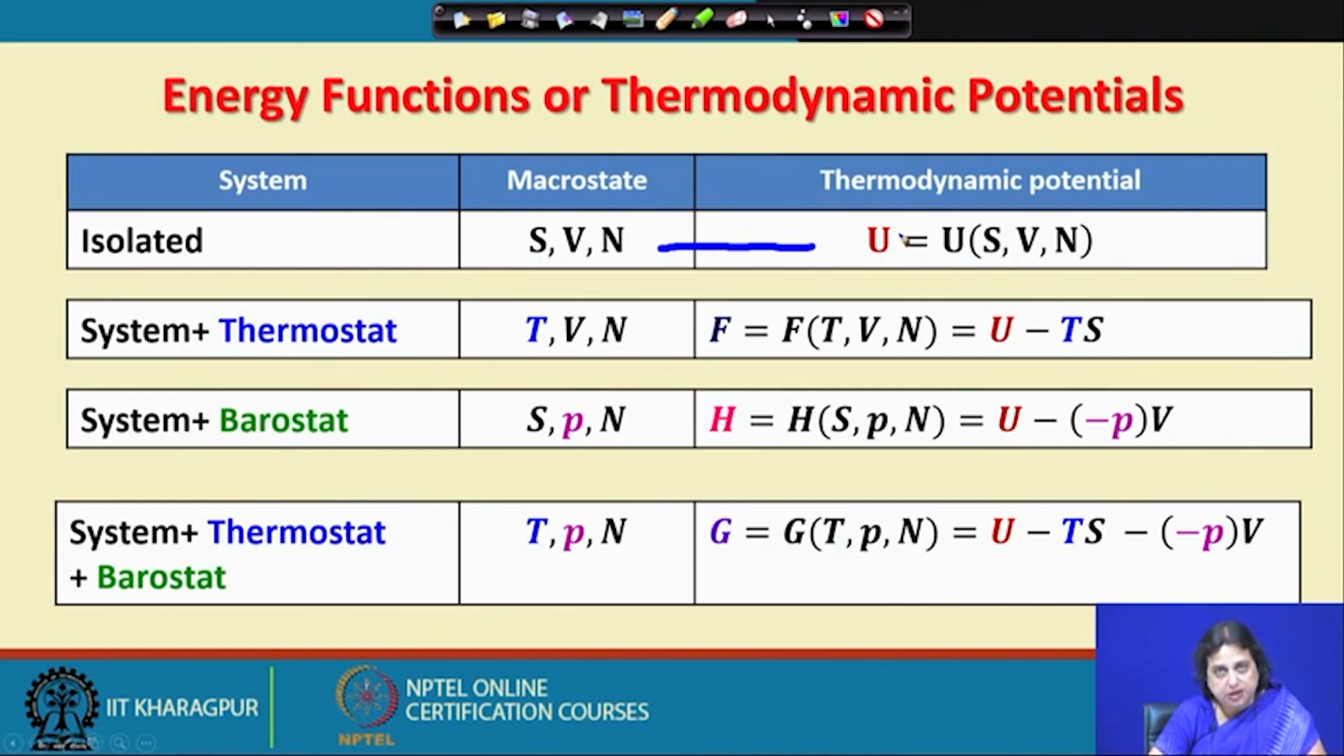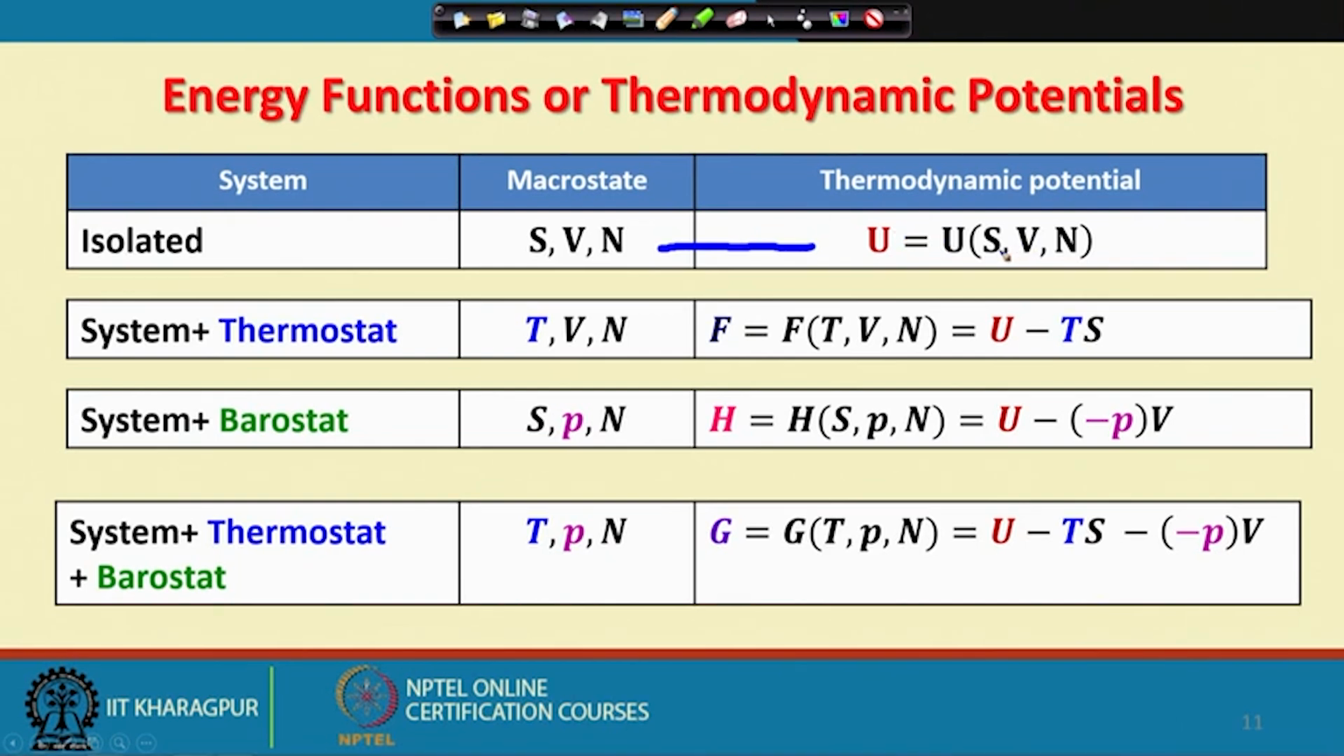A thermodynamic potential is an energy function for the thermodynamic system, or the macroscopic state that we are talking about, and this is going to be a function of the three variables with which you are defining the macroscopic state of the system.